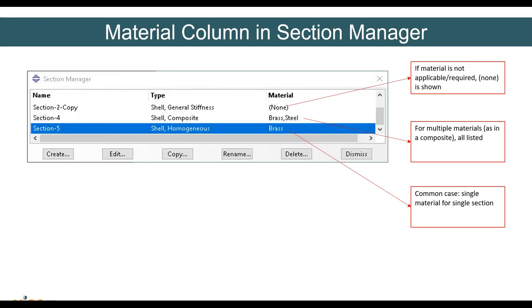There is a small, minor enhancement in terms of usability in Abaqus CAE, but it's very, very useful. If you remember the section manager in Abaqus CAE, we used to have two columns, the name and the type. What we have added is a third column that is the material. So it was really difficult to figure out which material a section was referring to. But now it's here, you can see directly which material that particular section is referring to. So it will show you the material. If it's one material, it will show one material. But if you have multiple materials associated with this section, it will show you multiple materials. As you can see in the second line here, typically in case of the composites, if the material is not applicable, then none will be shown here.